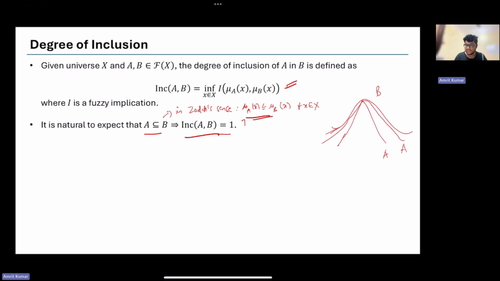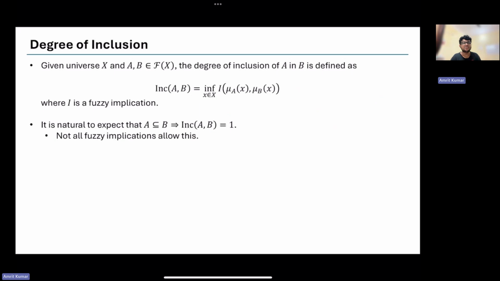So this is a very natural expectation that if A is a subset of B in Zadeh's sense, then the inclusion degree of A in B should be 1. But it turns out that this is not the case. This is not the case for all fuzzy implications.